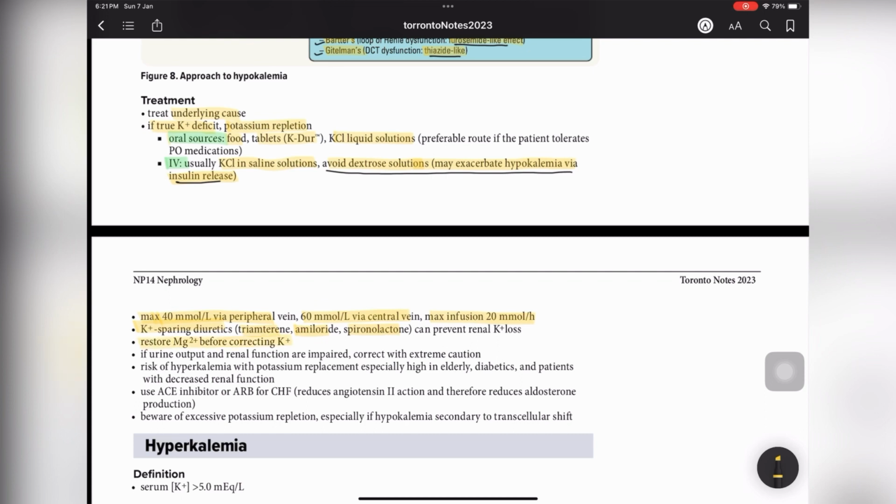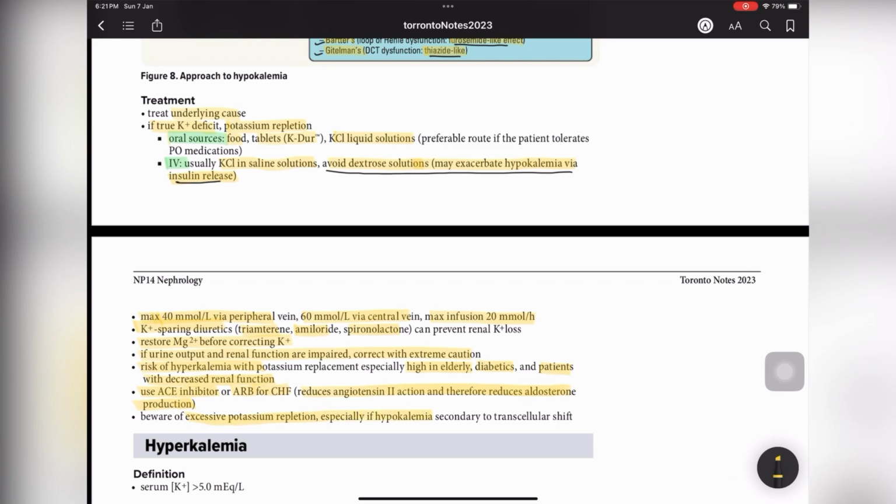Potassium sparing diuretics can also be given like triamterene, amiloride, and spironolactone, and we need to restore magnesium before we correct potassium. And if the urine output or the renal function is impaired, we need to take extreme caution. Risk of hyperkalemia with potassium replacement is especially high in elderly, diabetes, and decreased renal function. So in those cases, we may be using ACE inhibitors or ARB, especially for congestive heart failure, because that would reduce the aldosterone production. Okay, let's just rapidly revise.